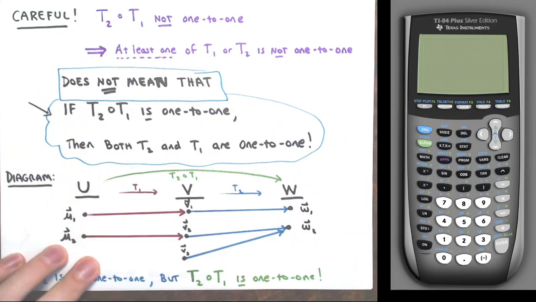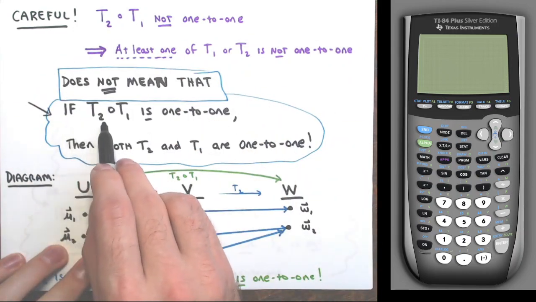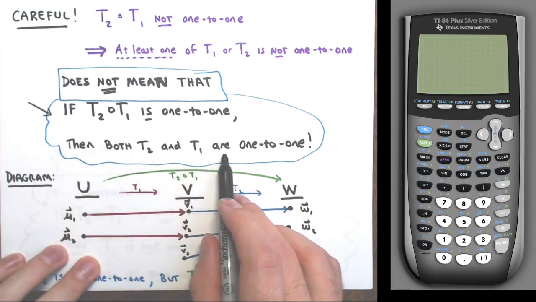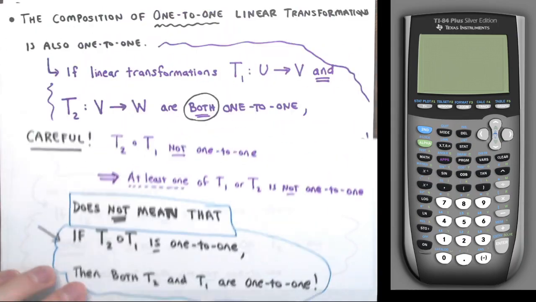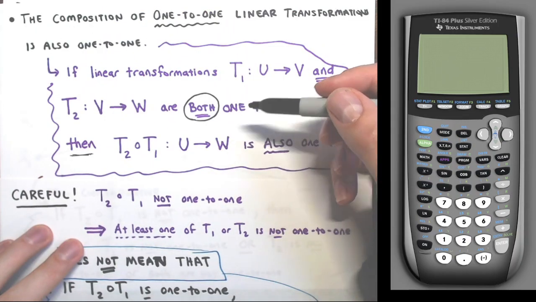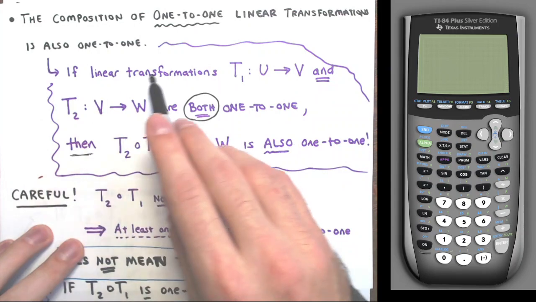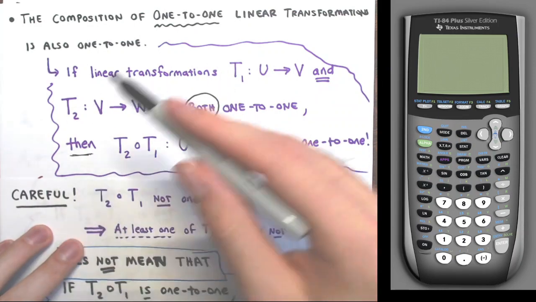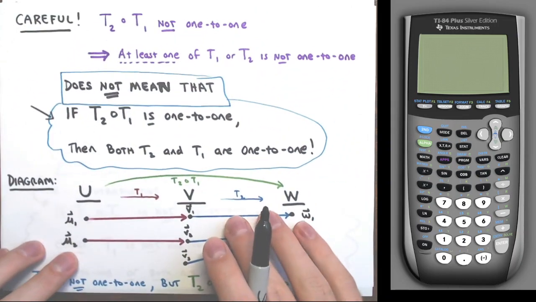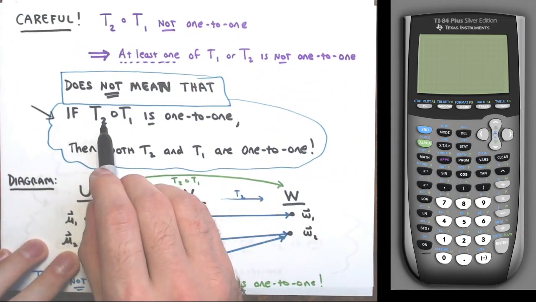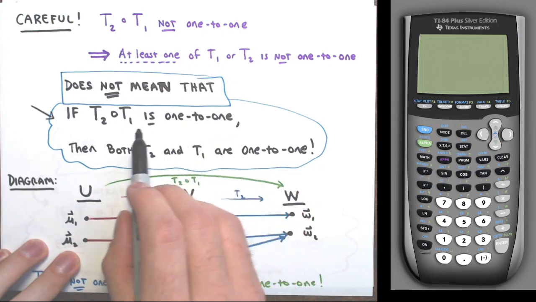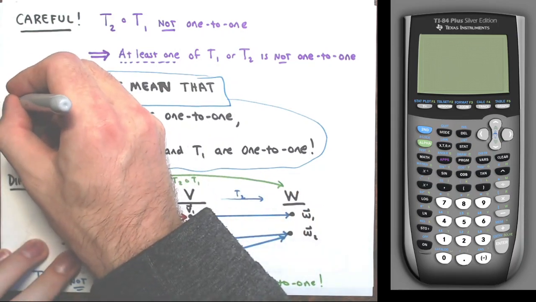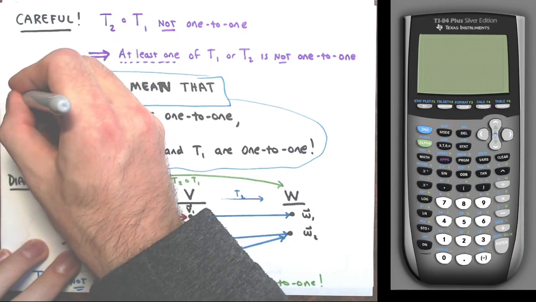This statement I have here, if the composite function is one-to-one, then both T1 and T2 are one-to-one. That's just reversing these two statements, right? This is, if both T1 and T2 are one-to-one, then T2 composed with T1 is also one-to-one. Just switch that, and you get this statement. If the composition is one-to-one, then both of these are one-to-one. That is called the converse, right, where you just switch the statements.